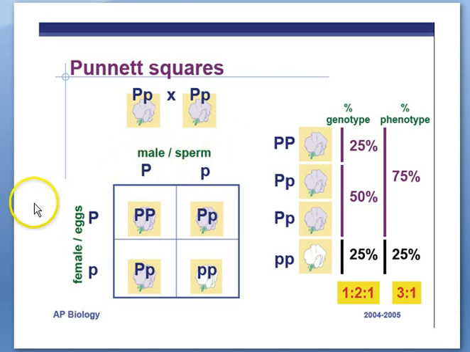Typically, the male goes on top and the female on the side, but it doesn't really matter which one goes where. Once you have that listed, then we can do our cross. Here, for a single trait, or a monohybrid cross, we're just going to make a four-square Punnett square.